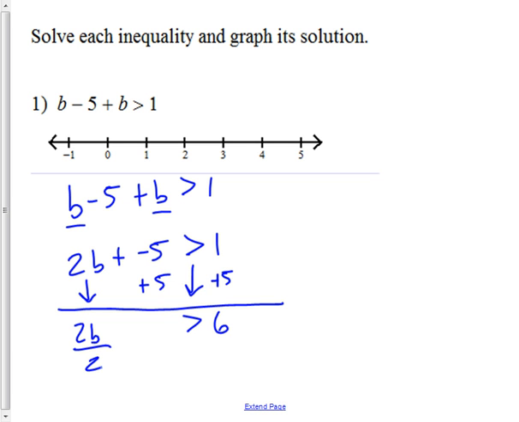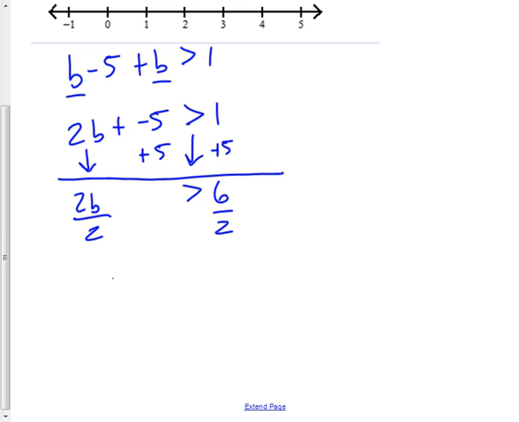Then we divide both sides by 2. Now we are dividing here, but we're dividing by a positive number, so the sign stays the same. So I'm going to end up with b is greater than 3. And that will be my solution.